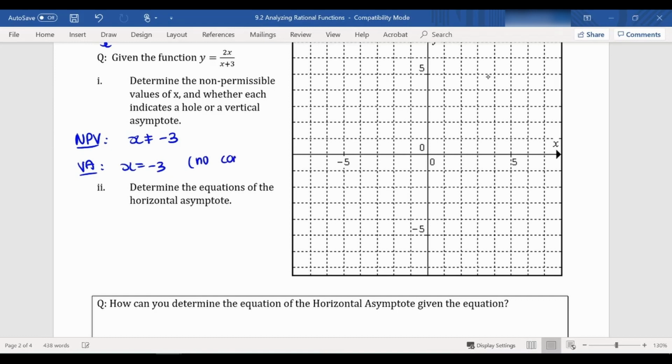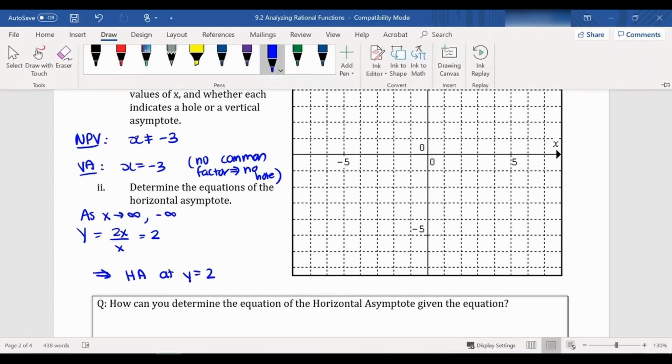No common factor, so no hole. Okay. I have an equal degree on the top and the bottom. So as x goes towards infinity or negative infinity, it gets very, very big or very, very small. Y will equal 2x over x, which is equal to 2. So therefore, I have a horizontal asymptote at y equals 2.